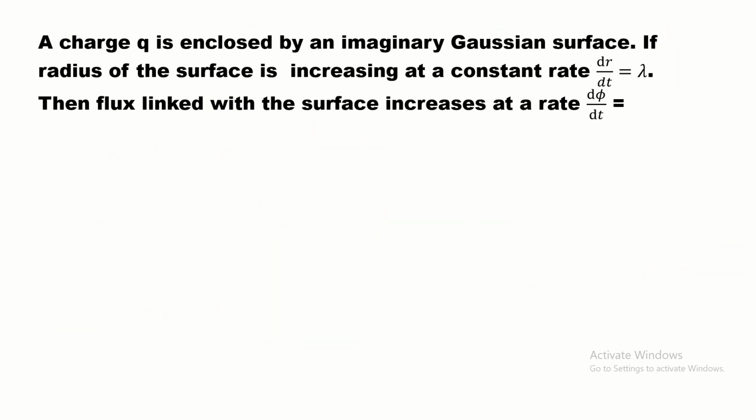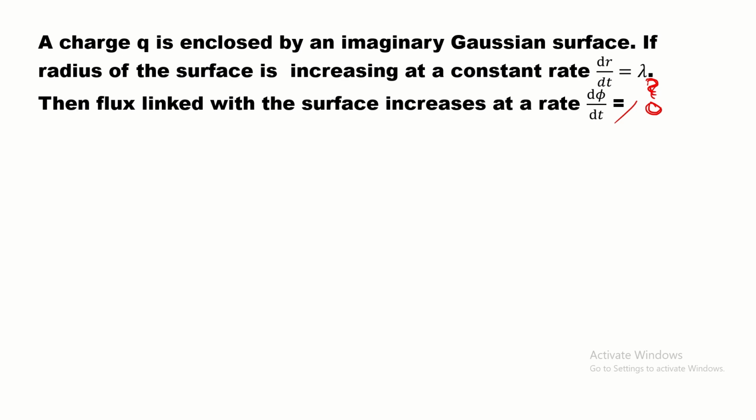And so let's go to the next question. A charge q is enclosed by an imaginary Gaussian surface. If the radius of the surface is increasing at a constant rate dr by dt equal to lambda, then the flux linked with the surface increases at a rate d phi by dt equal to. So we had to find out d phi by dt in terms of lambda.